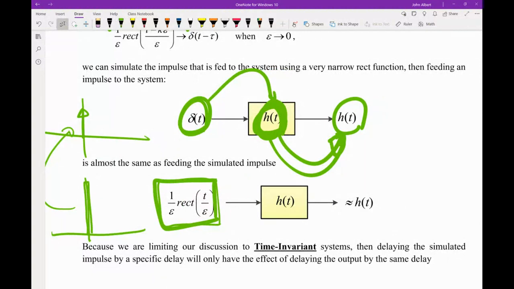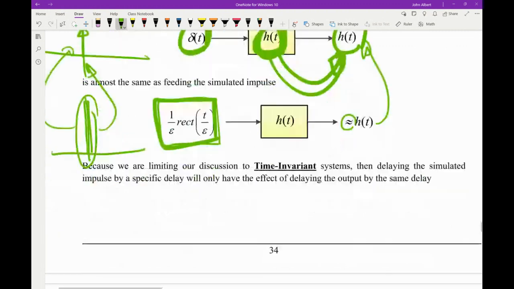Now, clearly, if I put in something that approximates the impulse, I'm not going to get the impulse response at the output. I'll get something that approximates the impulse response. This is why I put in here that this is an approximation. It's not really equal to the impulse response, but it appears to be, maybe a little bit distorted, because the input is not exactly the impulse. The closer the input is to the impulse, the closer the output is to the impulse response.